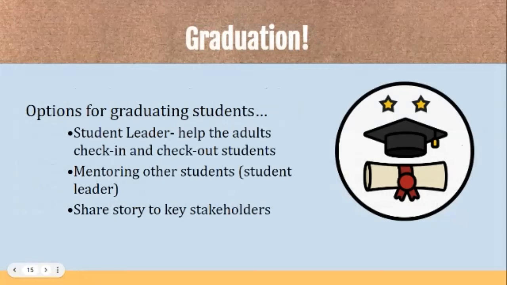If a student remains successful after fading support and meets the graduation criterion, some schools have an actual graduation celebration. The student could also become a student leader or student mentor, and the graduate could also share their stories of success with other stakeholders.